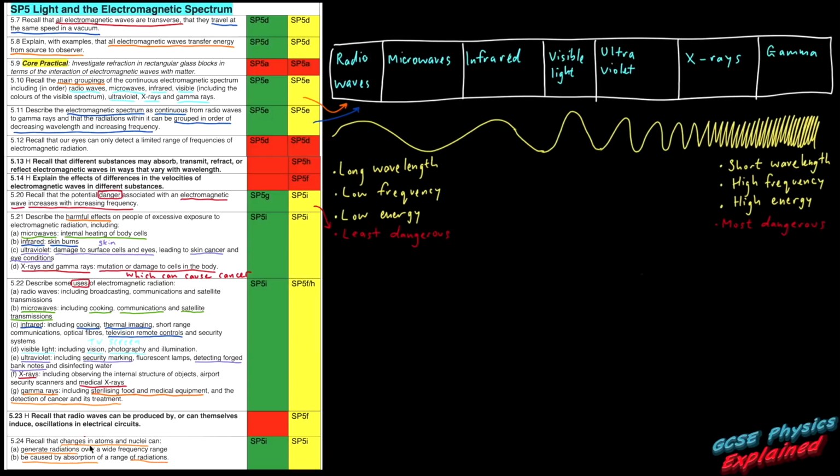Recall that changes in atoms and nuclei, so that just means the particles that are in the nucleus, can generate radiations and be caused by absorption of radiation. So in other words, when the nucleus of an atom changes, it can give off radiation. And also, if the atom absorbs radiation, it can cause the nuclei in the atom to rearrange.